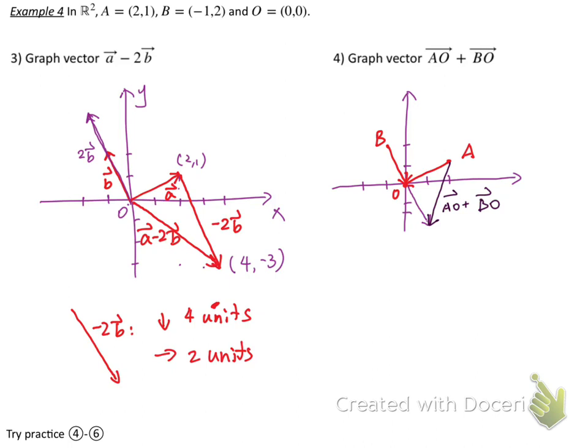Okay, that's it for this lecture. It's a lot of graphing and you need a lot of imagining, but I think it's not hard, it just takes some time to get used to. Okay, now you can finish the practice 4 through 6.